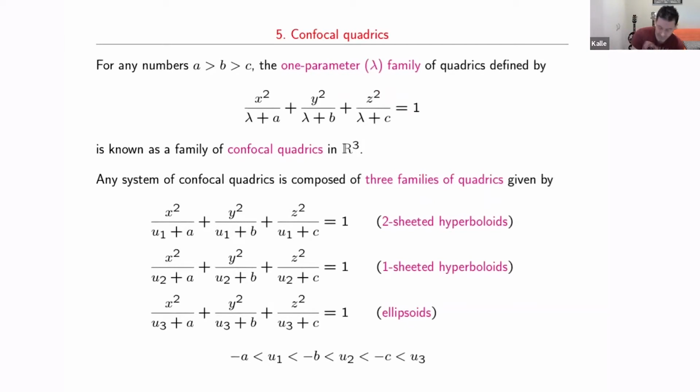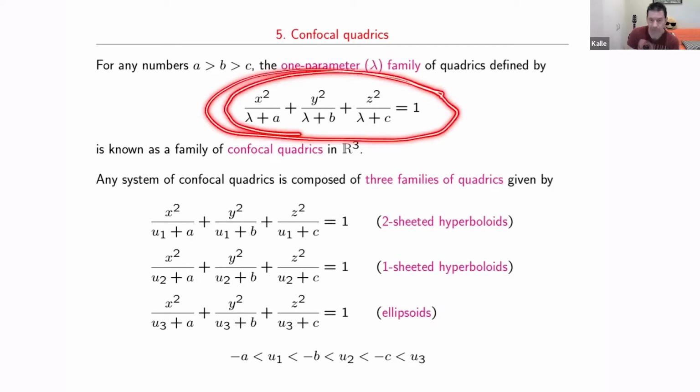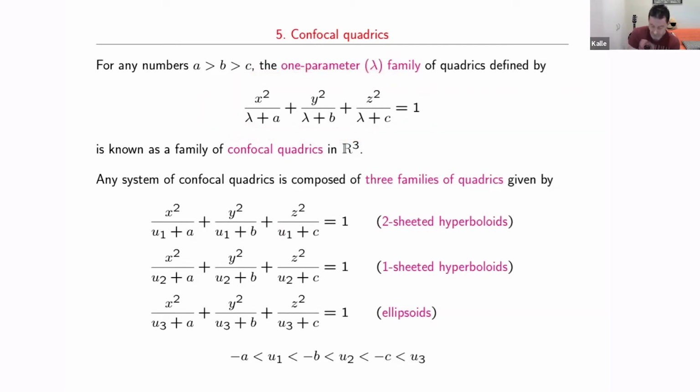Well, you take three numbers, A, B, and C, and let's say, without loss of generality, A is greater than B and B is greater than C. And then you can write down a family of quadrics, right? For each fixed parameter lambda, we get a quadric. But of course, the size of lambda determines whether lambda plus A is always going to be positive, but lambda plus B could be negative and lambda plus C could be negative. So you actually have three different types of quadrics depending on how large lambda is.